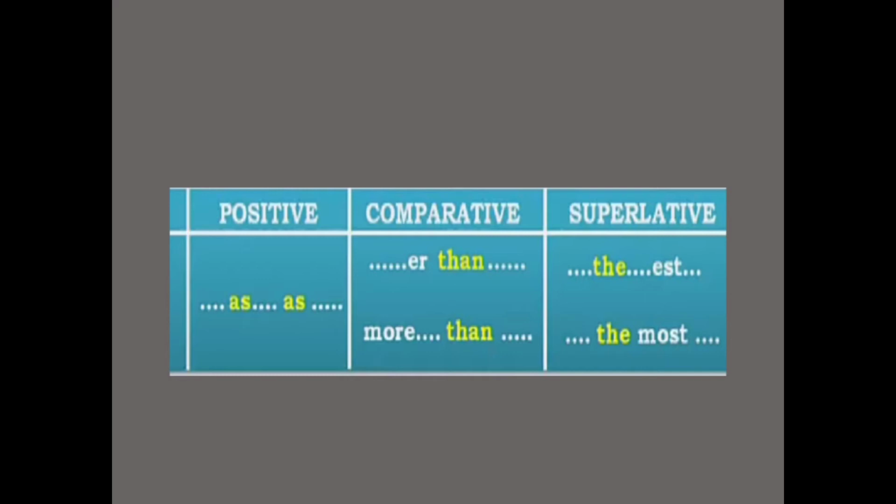So how will you compare the three degrees? If the word as is given to you in the question, you should keep in mind that it is in the positive form. If the er form or than is used, it is in the comparative form, and superlative form means est or one of them. So let's have some examples.